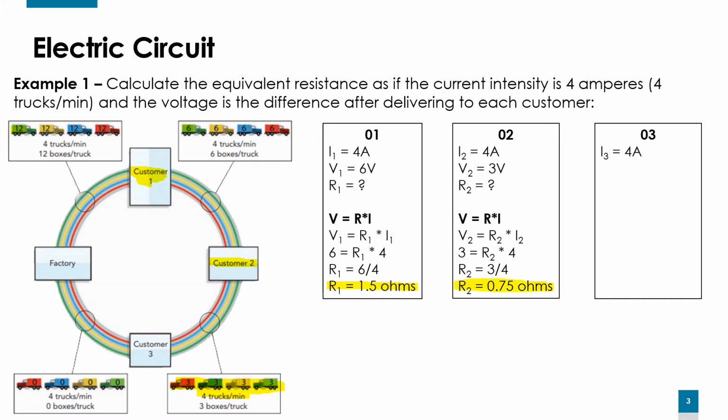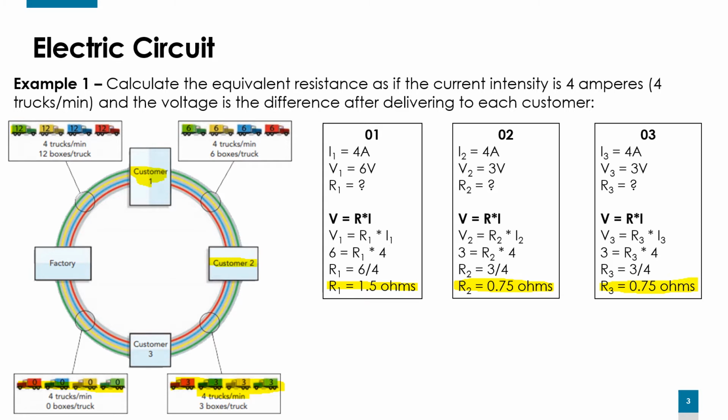And the same for 3. What's my current in 3? Customer 3 also had 4 trucks per minute. What's my voltage? I came here with 3 boxes and I left with 0. So my difference is 3 minus 0, which is 3. And my resistance 3, I don't know, so let's calculate. My voltage is 3, my resistance I don't know, and my current is 4. So my resistance is 3 divided by 4, also 0.75 ohms.